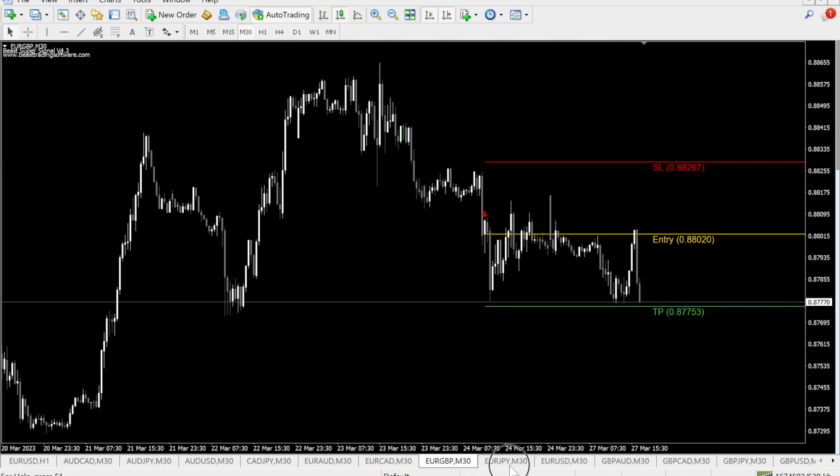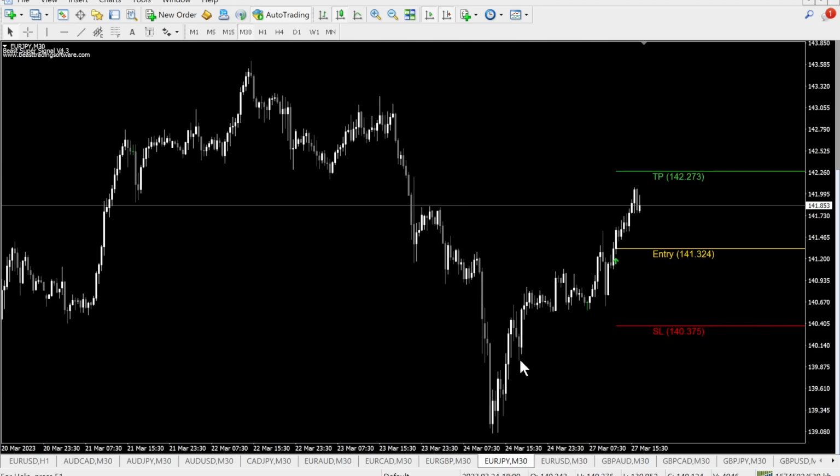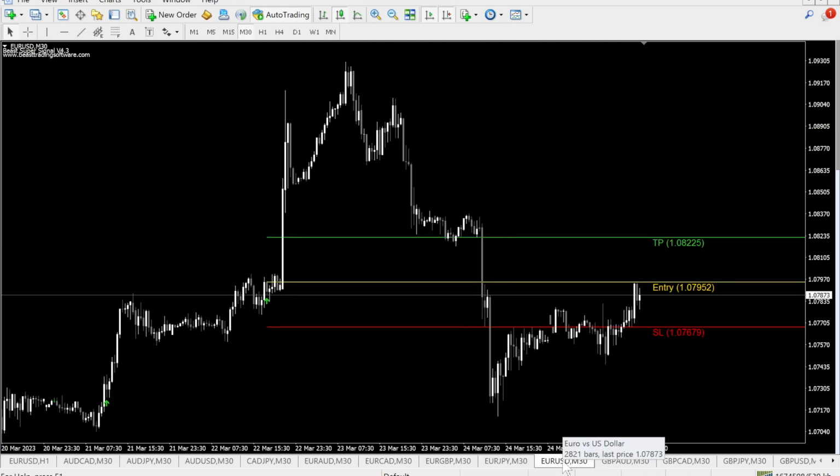Now, moving on to the euro yen. Again, here we had a buy signal still in play. This is from early this morning and still in play to take profit. Moving on to euro dollar. Not much action on here, but we did see last week a fantastic buy signal.